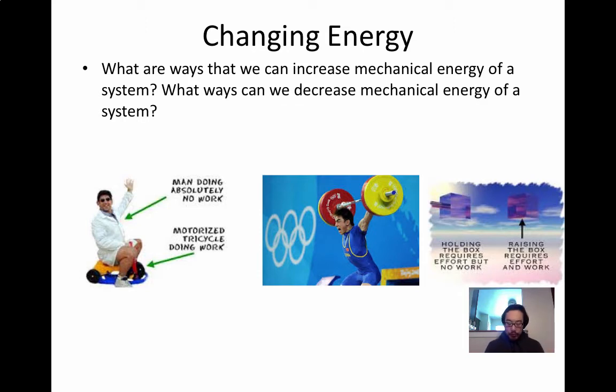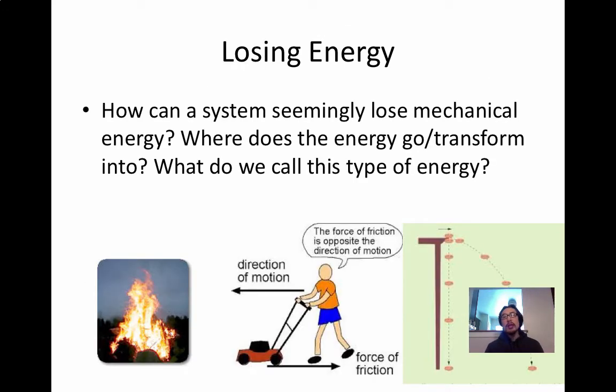For example, if this pebble right here is my object and that's my system, if I want to increase the mechanical energy, I would raise it up. I would do work on the pebble. If I want to decrease the mechanical energy, I would do negative work and I would lower it. Okay?